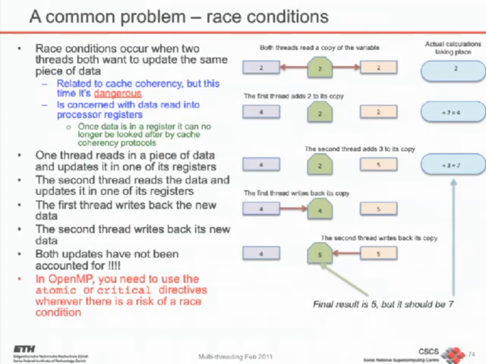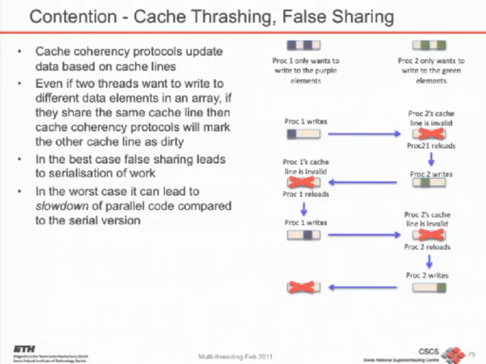So as I said, atomic and critical directives are the things to look at whenever there's the risk of a race condition. Another thing to be aware of, and this will not affect the results of your code, but it will affect the performance of your code, is something called cache thrashing, or false sharing. There's all sorts of different phrases that people will use for this, but it's actually to do with that cache coherency protocol that was there to protect you, but actually causes you a problem.